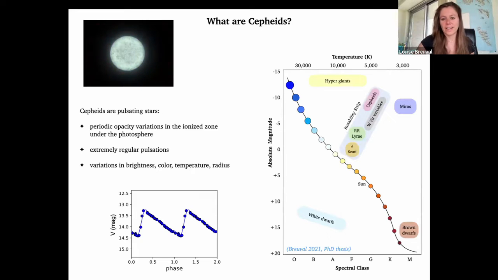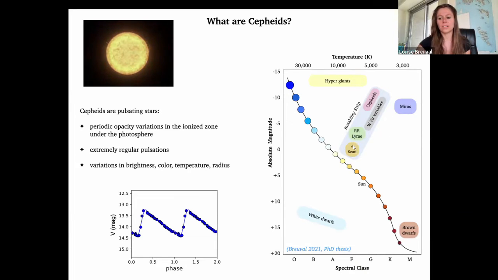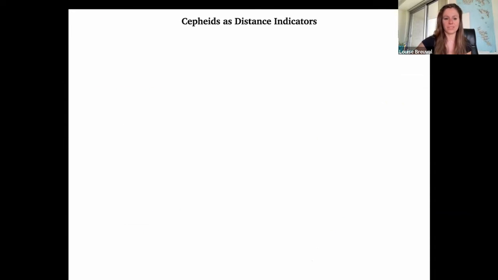So this is the HR diagram, showing you the absolute brightness of the stars versus the color or spectral class. And the Cepheids are located in this region called the instability strip, along with other types of pulsating stars. Some of them have shorter periods, but overall they're the same family of stars. They don't always share the same mechanism for the pulsation, but overall they're the same family, and they're pulsating in this instability strip during this period of their life.